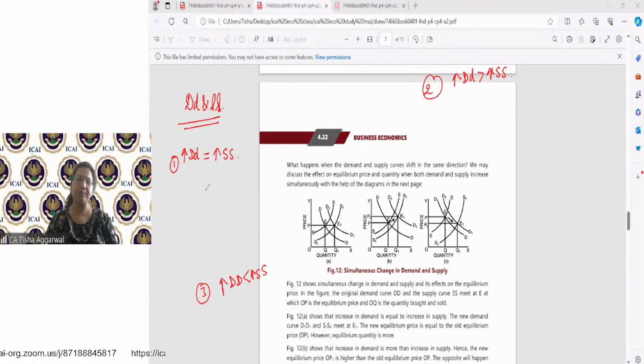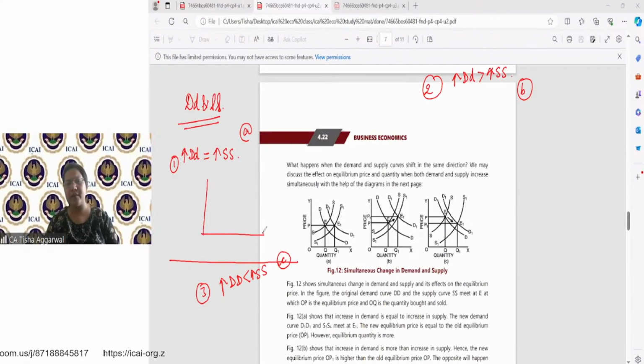I will draw this for you all. This is basically the A diagram of this. This is basically the B diagram. And this is basically the C diagram. So I will draw it for you to make it easy. Look at the diagram here. X, origin, and Y. This is price. This is quantity. This is supply. This is demand. This is equilibrium point. This is quantity. And this is price.